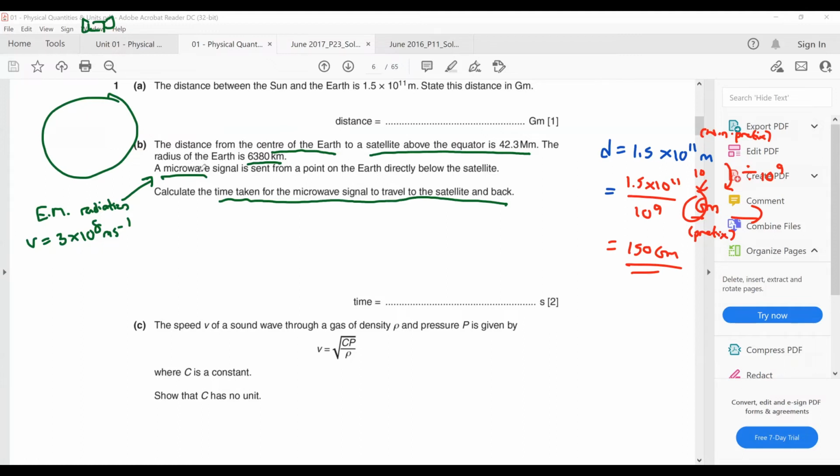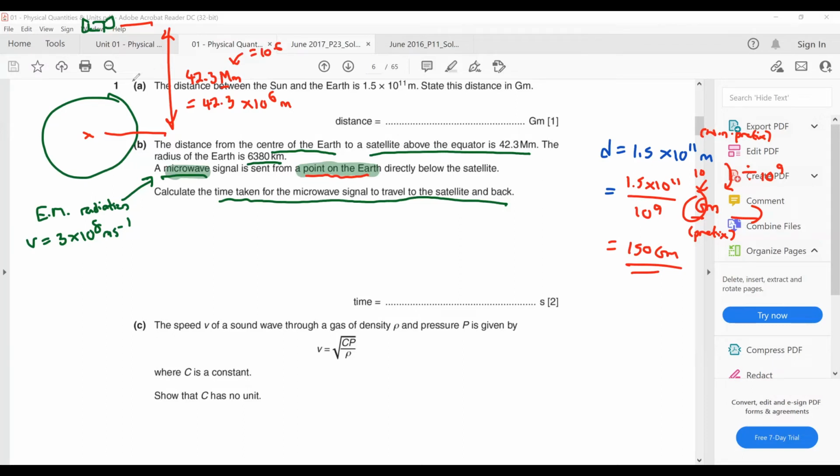Now you see, the question says your microwave signal is sent from a point on the Earth directly below the satellite. Now what you have here is this. They tell you the distance from the center of the Earth to the satellite is 42.3 megameter. As I mentioned to you, you want to get rid of the prefix, it's like subbing in the value. So this is 42.3 times 10 power 6 meter. Mega is equal to 10 power 6.